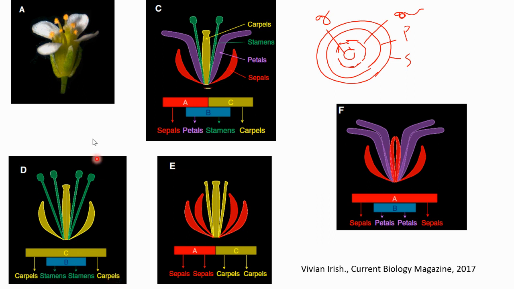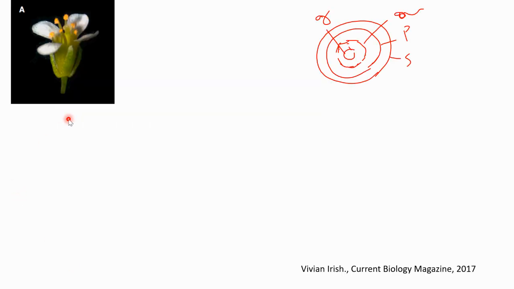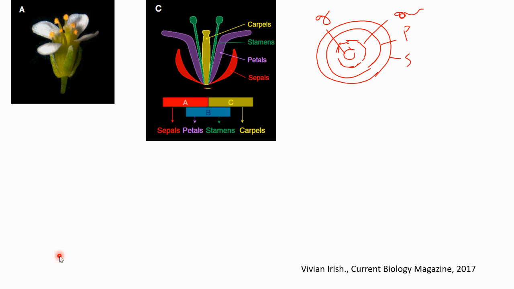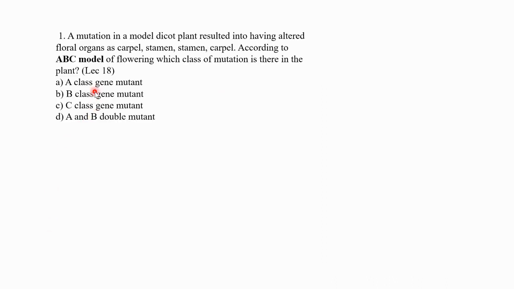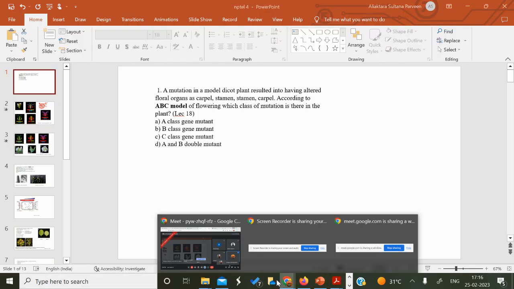So to form the sepal, first you have to remember the outer part is the sepal. To form that you require A. So definitely A should not be there. But you cannot lose B as well. Okay, A is fine, but it cannot be B, because if you lose B, then you cannot get stamens. You will get only carpels, right? Because B plus C is giving stamen. So the answer should be A class gene. Okay, that's clear.